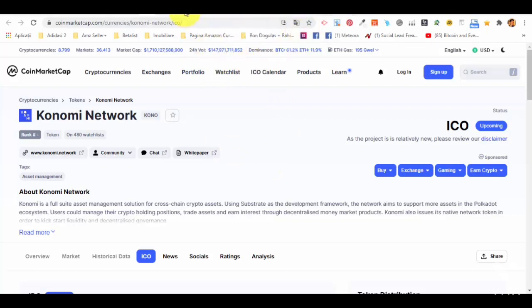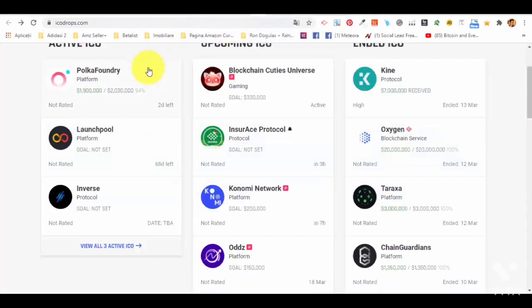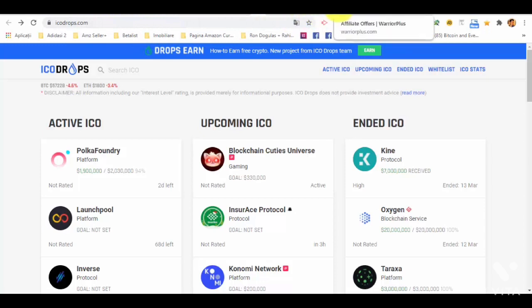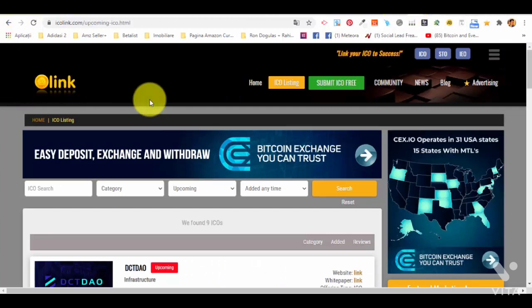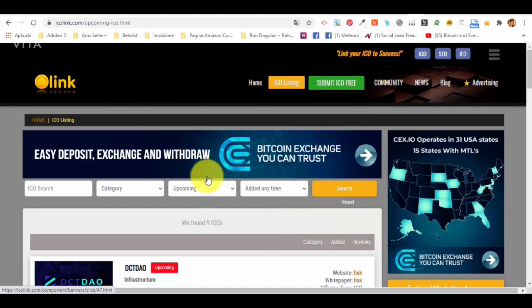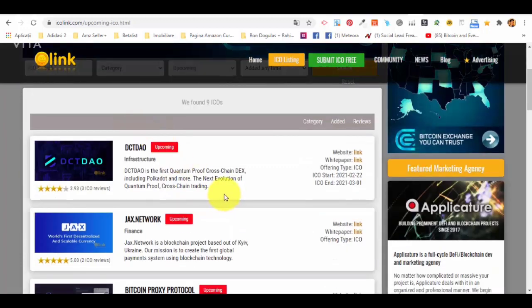Another one is, let's see, ICO Drops, which is pretty interesting. It doesn't have as many ICOs announced as the other one. And we also have ICO Link, again another platform that you can check out. You can see ICO listing here in the menu, upcoming ICO, ongoing, pre-ICO list, and so on. So you can see what projects are upcoming here.